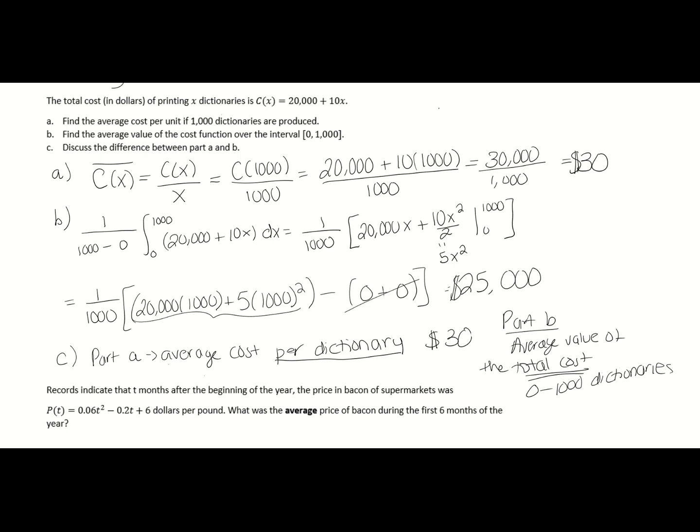So for example, C of 1 would be the total cost of making 1 dictionary. C of 2 would be the total cost of making 2 dictionaries. C of 3 would be the total cost of making 3 dictionaries. And then finally, C of 1,000 would be the total cost of making 1,000 dictionaries, and you're looking at the average value of that number, while part A was just the average cost per dictionary. Let's do one more word problem.